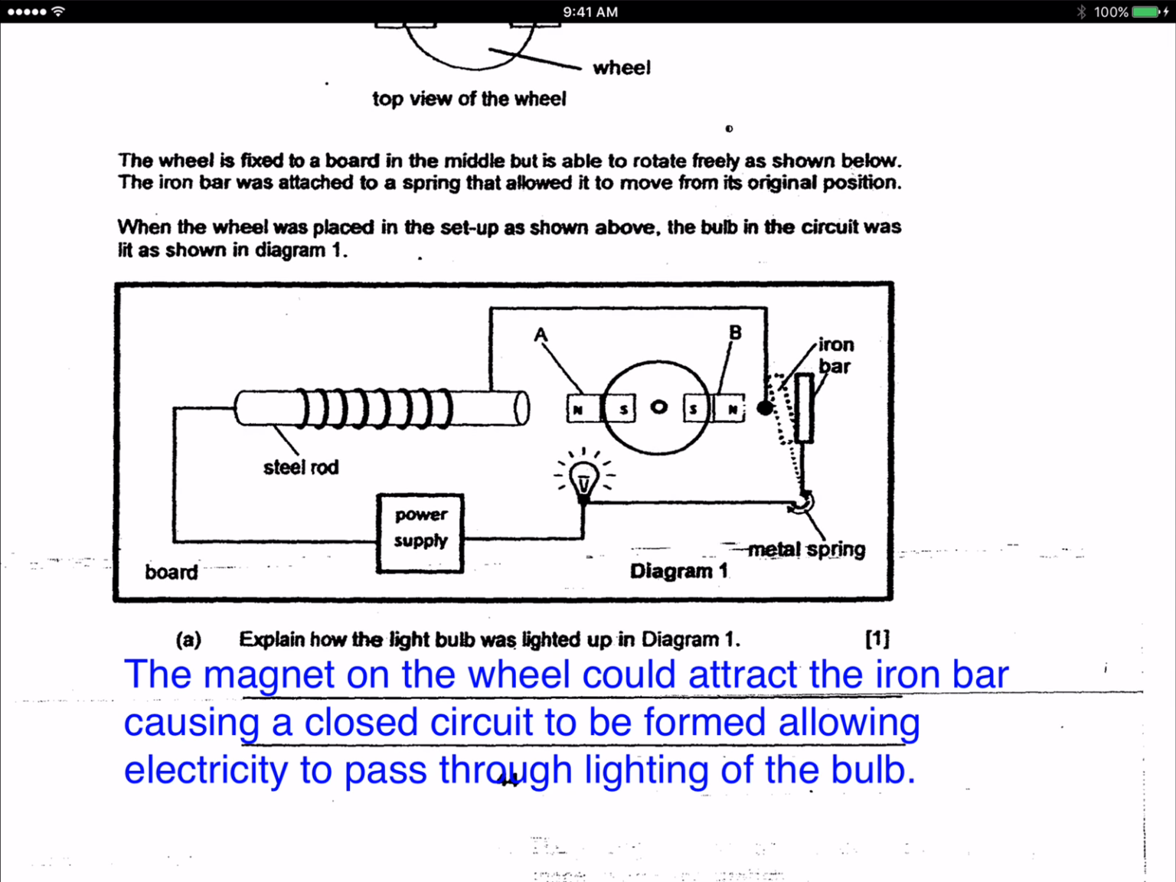Okay, come let's take a look at the question. How was the light bulb lighted up? Okay, it's because the magnet on the wheel will attract the iron bar, causing a closed circuit. Then electricity passes through, so the light bulb will light up.